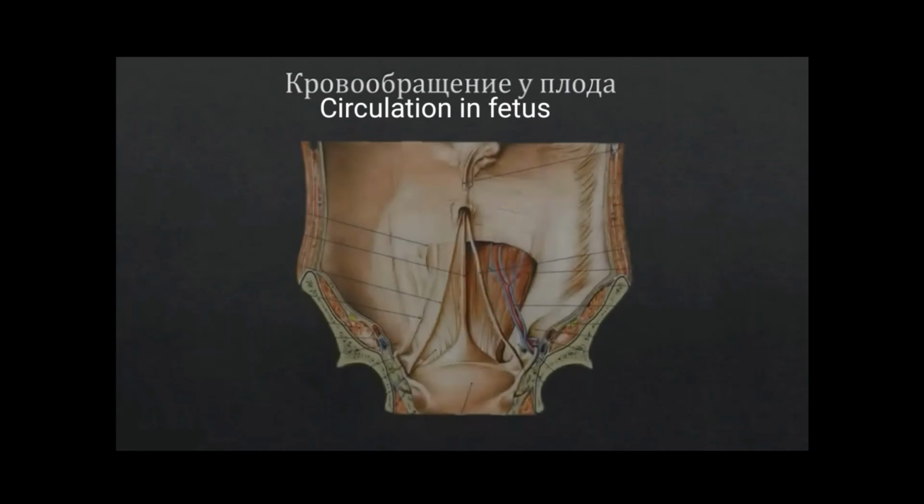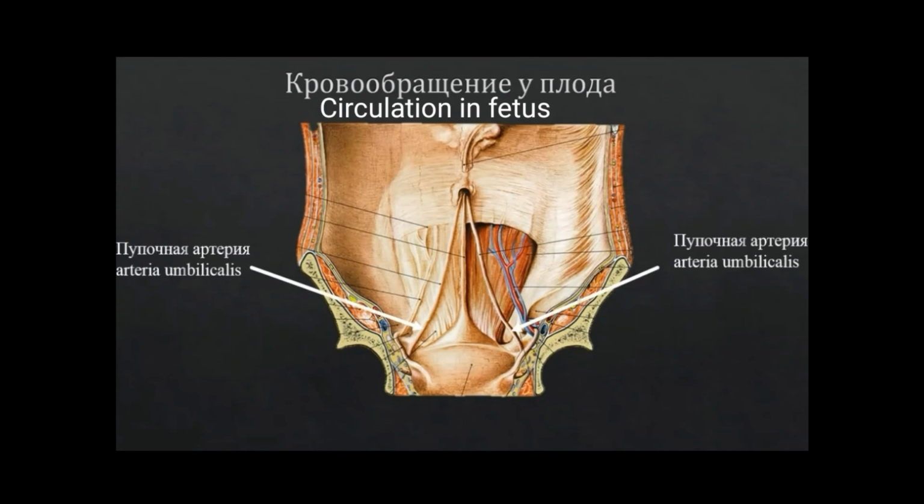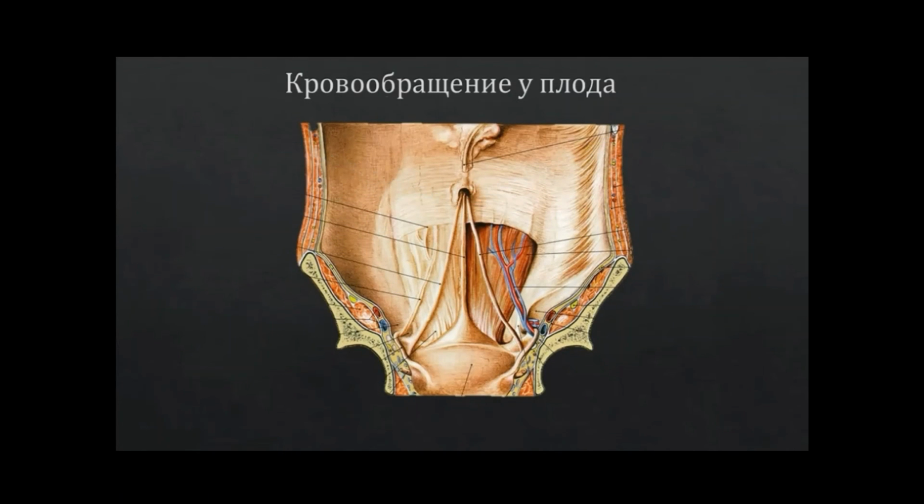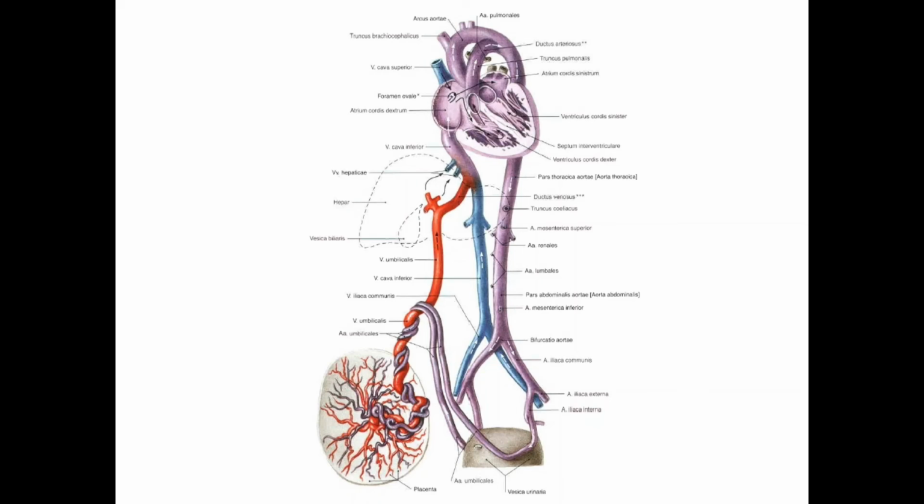and from there to the viscera and the lower extremities. In the small pelvis, the umbilical artery, arteria umbilicalis, departs from the internal iliac artery and runs along the internal abdominal wall. The right and left umbilical arteries are located on the sides of the bladder, and approaching its apex, through the umbilical foramen they enter the umbilical cord and reach the placenta.